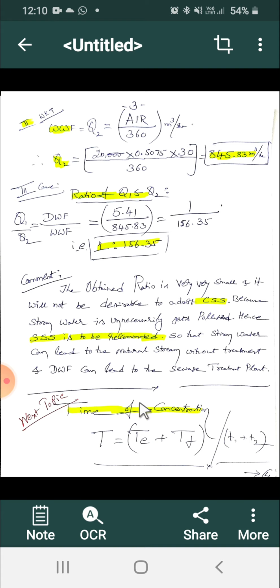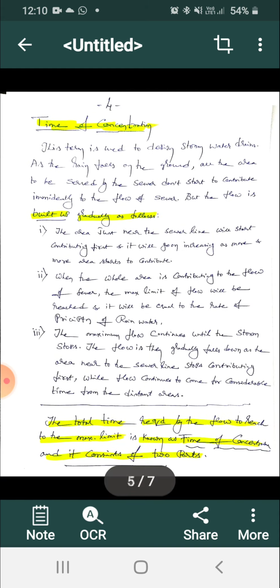Next the topic is time of concentration. What is time of concentration? T is equal to TE plus TF, otherwise T is equal to T1 plus T2. You can determine this value. What is our title? It is time of concentration. See, time of concentration we have clearly explained here very neatly.